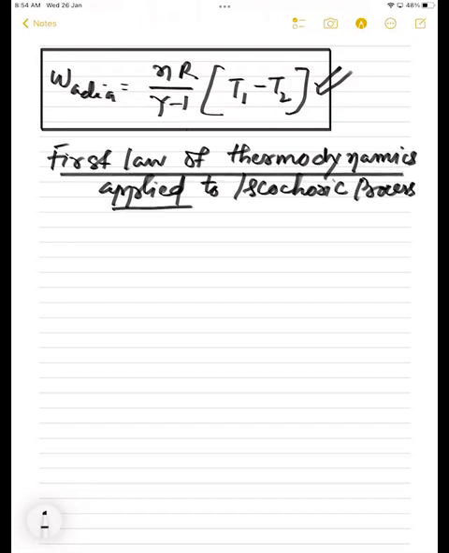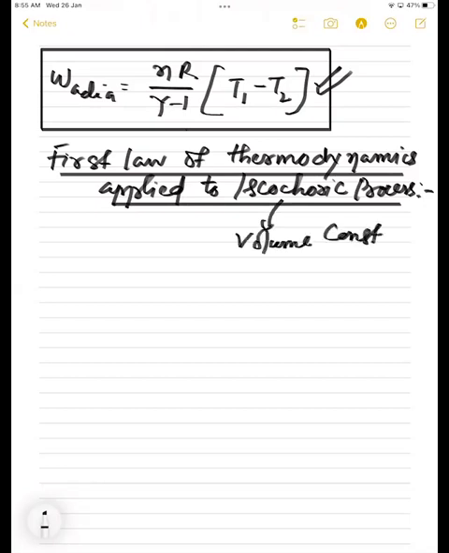First law of thermodynamics applied to isochoric process. Students, isochoric process means what? What is constant? Volume is constant, right? So no change in volume means dV is equal to 0.